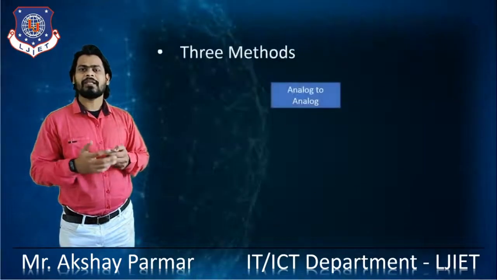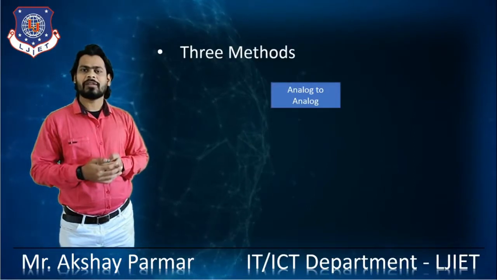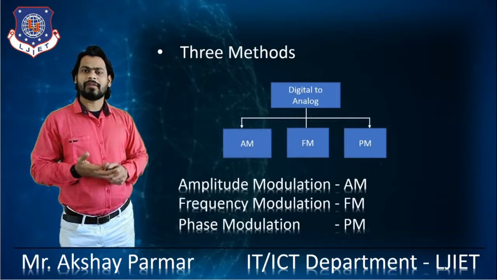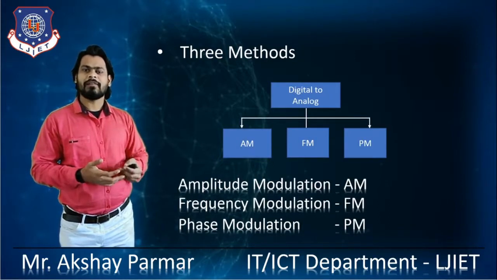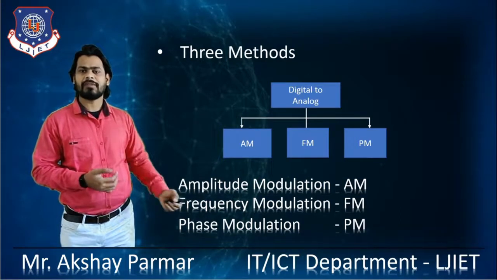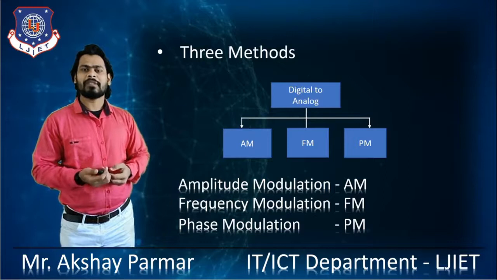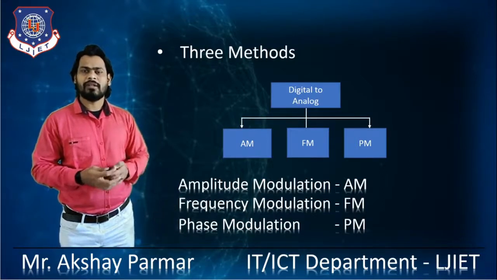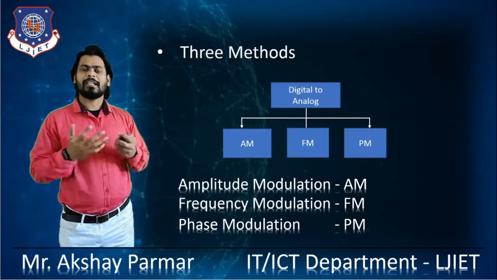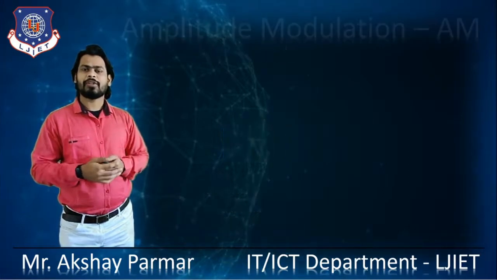After that, there are mainly three methods of analog to analog conversion. They are amplitude modulation, frequency modulation, and phase modulation, denoted as AM, which stands for amplitude modulation, FM, which stands for frequency modulation, and PM, which stands for phase modulation. So these are its three techniques. Let's begin with amplitude modulation first.